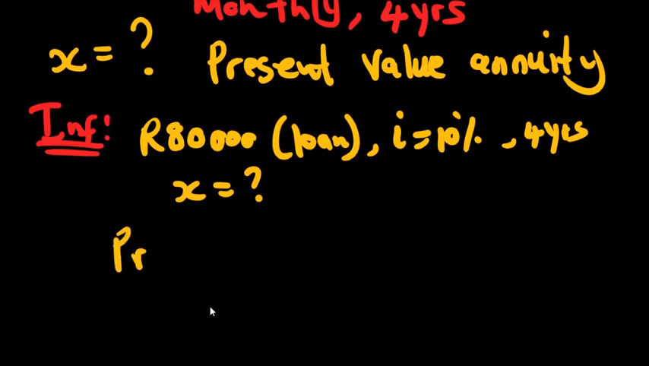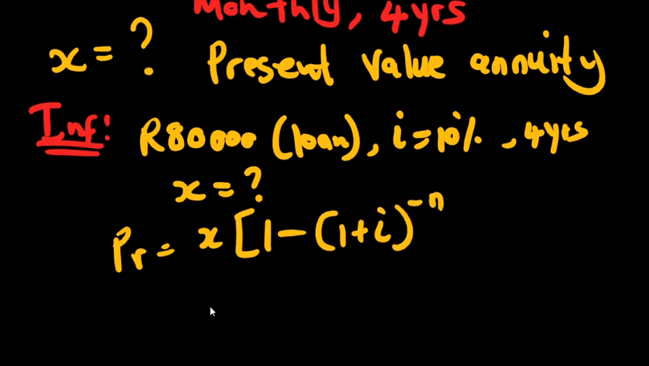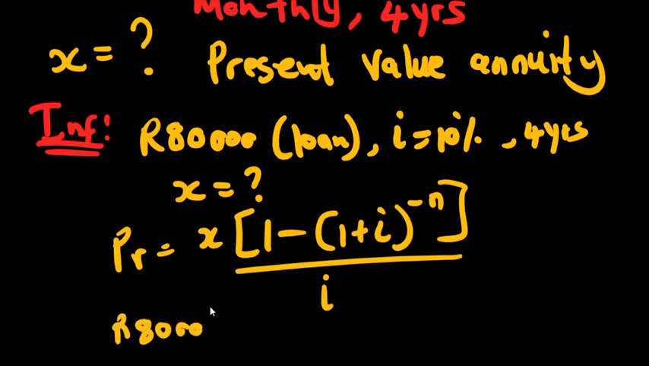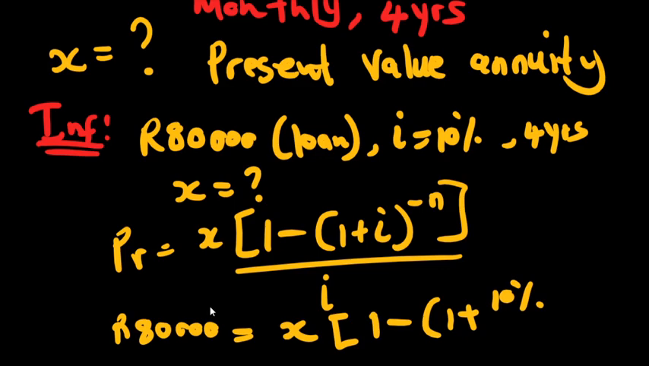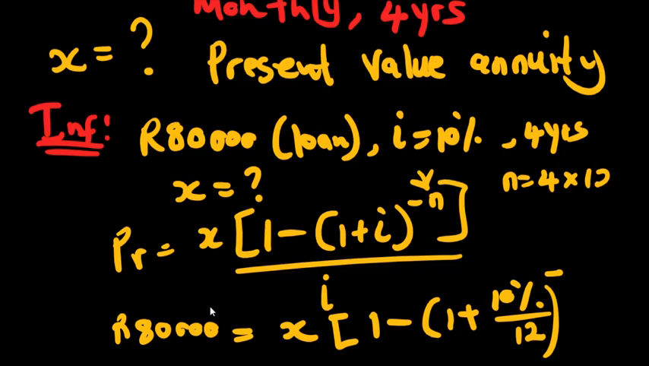So with your present value annuity formula, which is 1 minus (1 plus i) to the power of minus n, divided by i, you're just going to substitute what you have. The loan is 80,000 rand, which equals x times [1 minus (1 plus the interest rate)^-n] over i. The interest rate is 10%. Obviously, you're going to write it in decimal, but I'm just going to write down 10% divided by 12, since it's compounded monthly, to the power of minus n. Remember, n here is the number of payments, not the number of years. So it's going to be 4 years multiplied by 12.